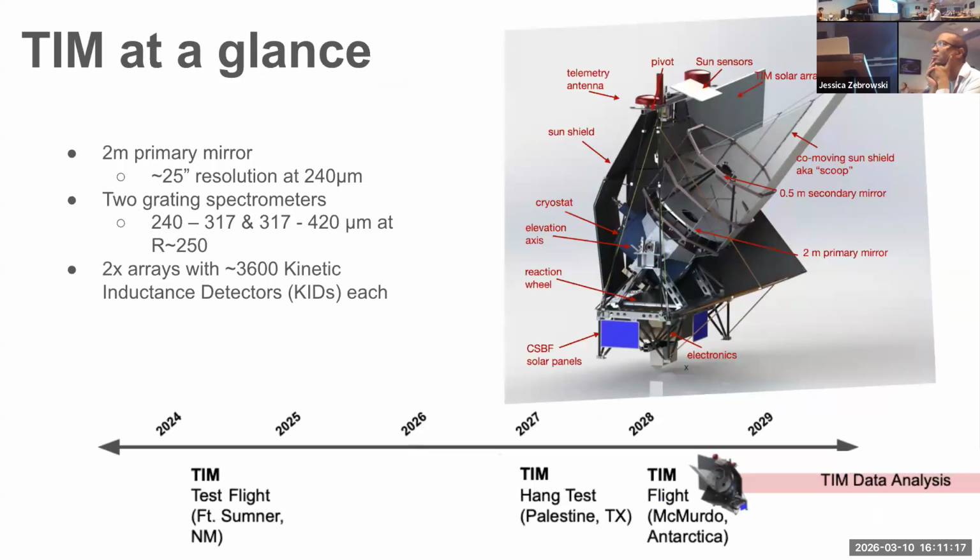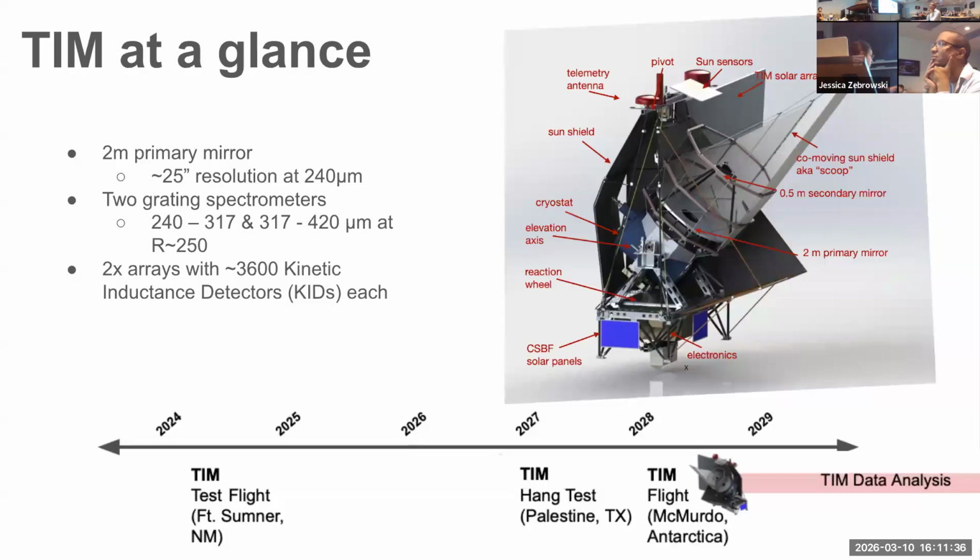So if you start thinking about the instrument, TIM at a glance, we have a 2-meter primary mirror, about 2 grating spectrometers that go from 240 to 317 microns at about R of 250. We have 2 arrays with 3,600 kinetic inductance detectors. And this is a rough timeline for the project.